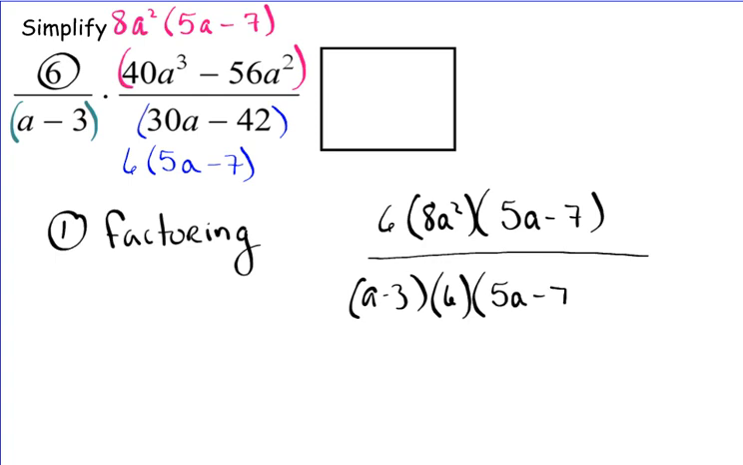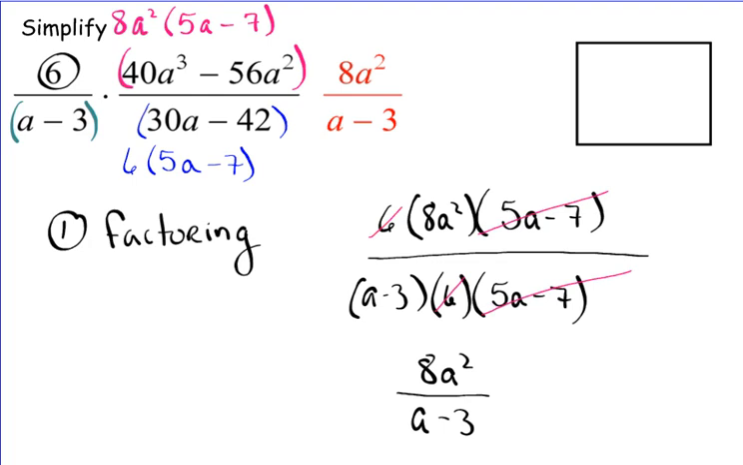5a minus 7. Now, everything is separated by multiplication, and I can start simplifying by canceling out common factors in the numerator and in the denominator. What I get here would be 8a squared over a minus 3. Notice that is the correct answer.